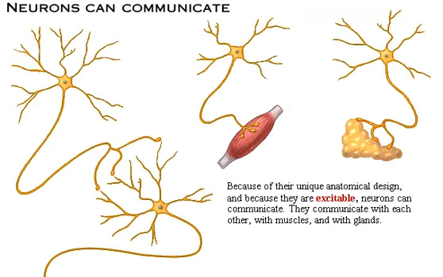Because of their unique anatomical design and because they are excitable, neurons can communicate. They communicate with each other, with muscles, and with glands. Click each neuron to see it send a signal to its target cell.